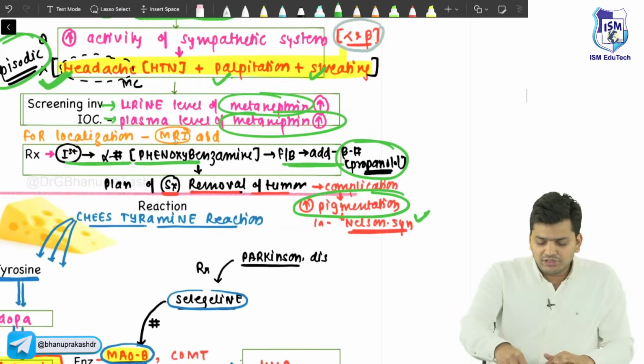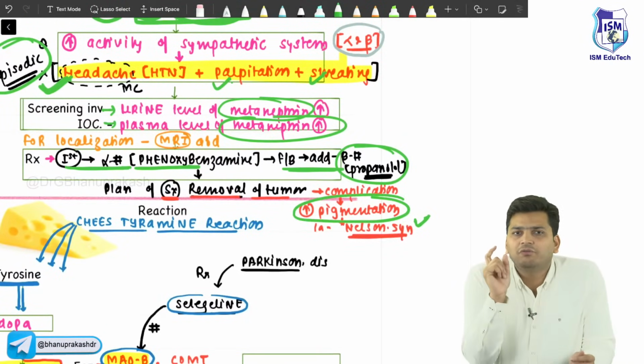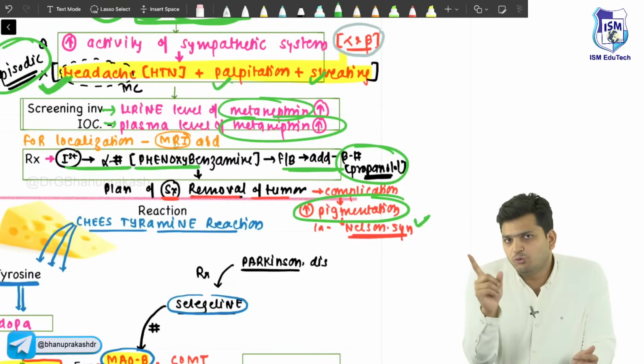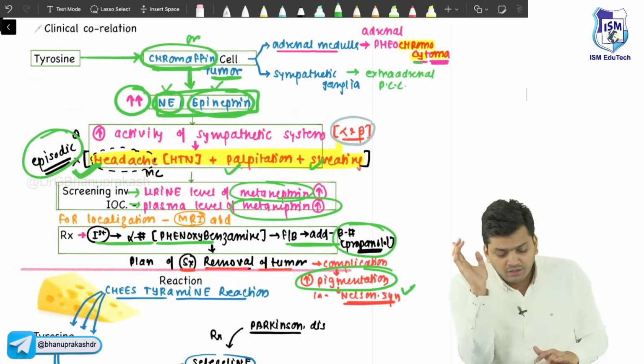So these are the 3 questions that came. The second question that came was, what is the complication of the surgery of the pheochromocytoma? Nelson syndrome. How to localize the tumor? MRI abdomen. So these were the 3 questions from the pheochromocytoma.